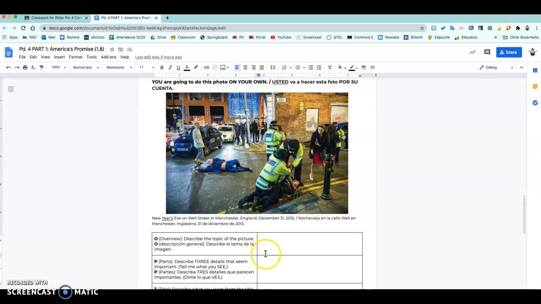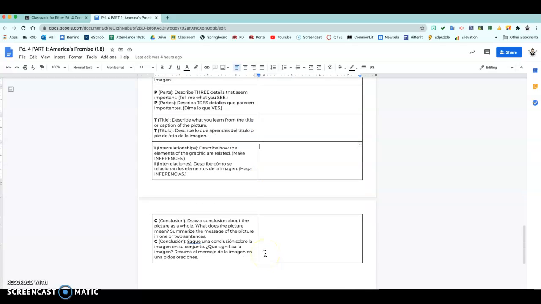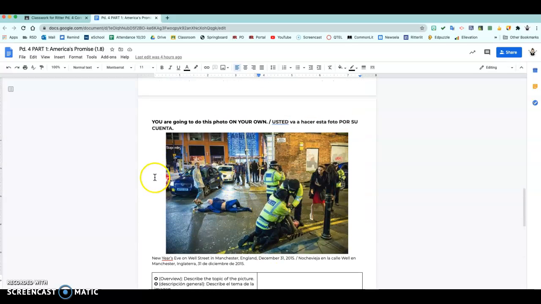Once you complete that chart for the photograph, you will turn this document in through Classroom and you are done for the day.